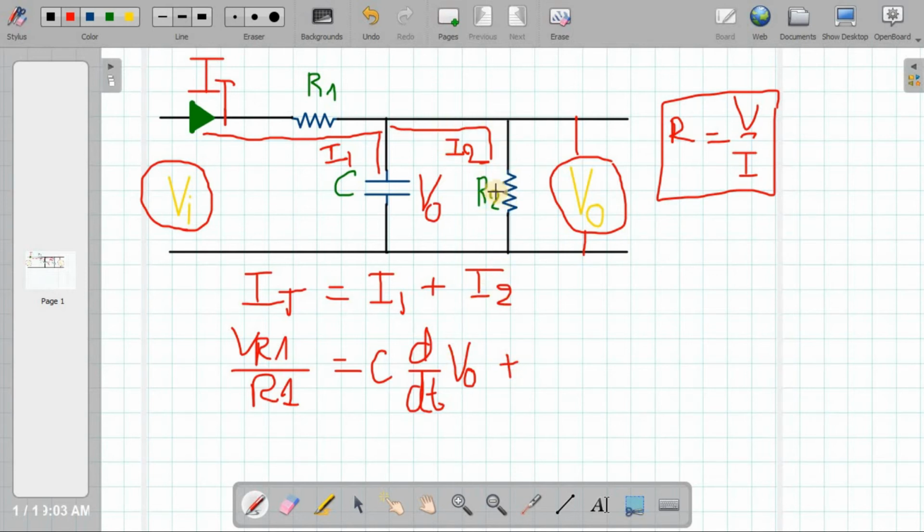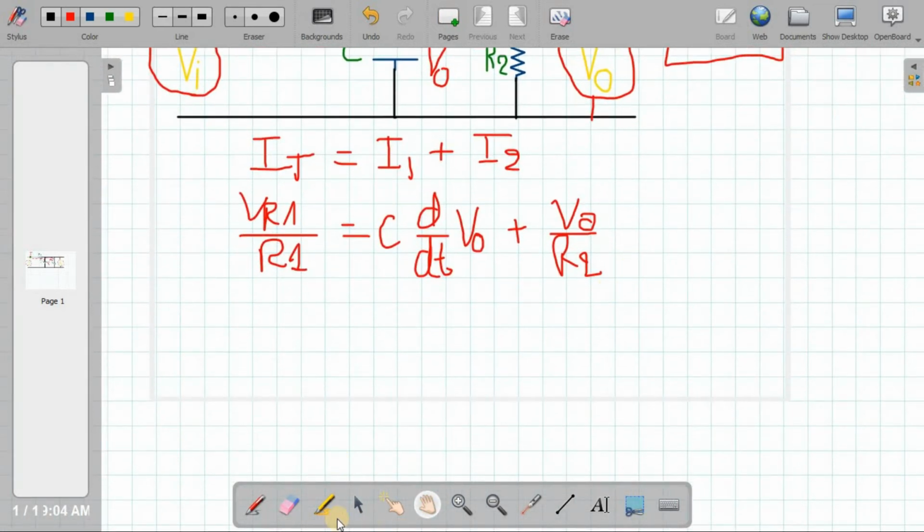I2 is the current that flows through the resistor R2. So we can say I2 is equal to the voltage of R2 divided by resistor R2. But the voltage across resistor R2 is the same thing as V out. So in another way you can say that it's equal to V out divided by R2. So guys, you see how we interpret the role of that table. Let's move on now.